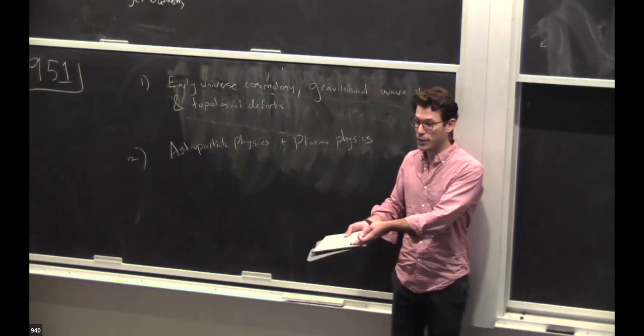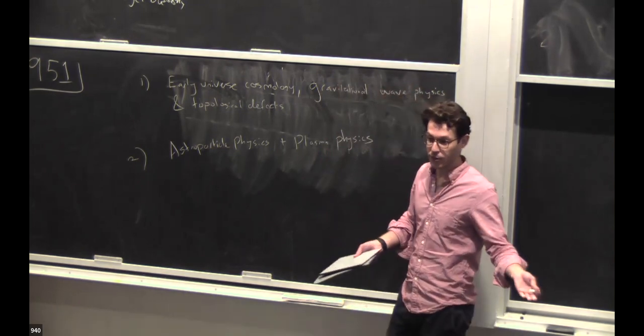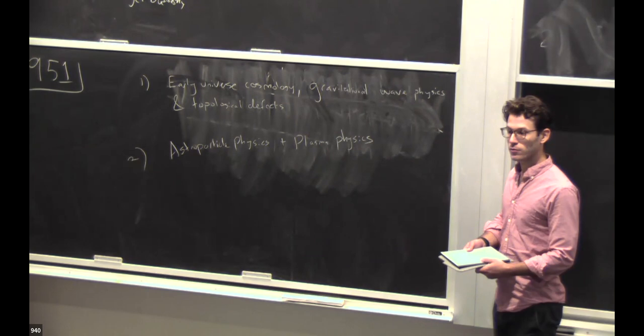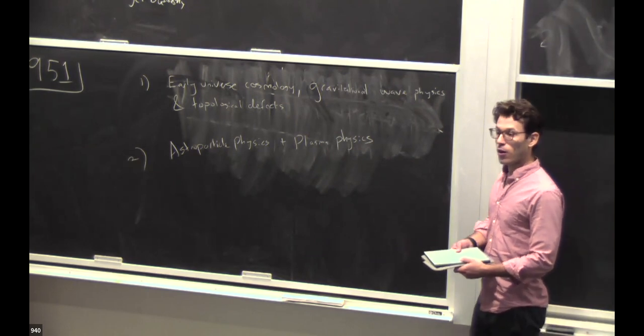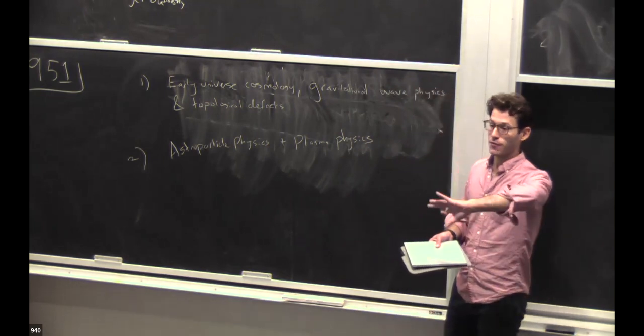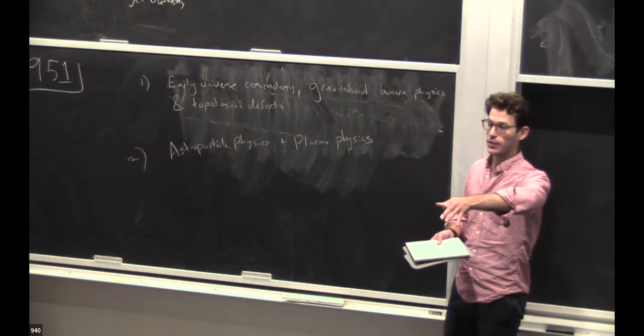People have done some recent numerical work, and so we know what kind of spectrum it should be. You mean detected within the kilohertz right now, or future observation? Well, the frequency depends on the domain wall itself. So this is a free parameter. It depends on, for instance, the domain wall tension.